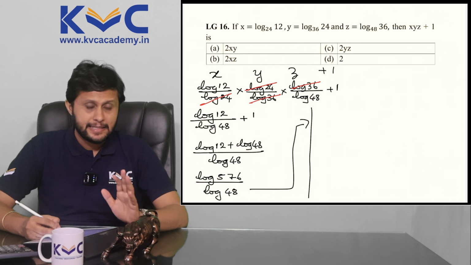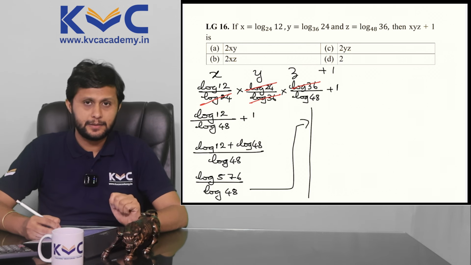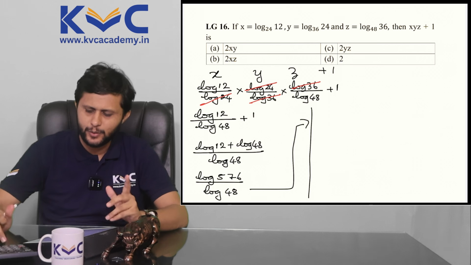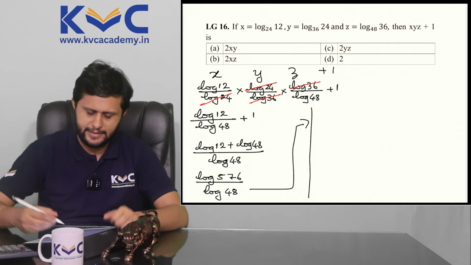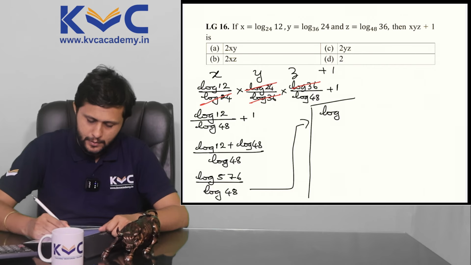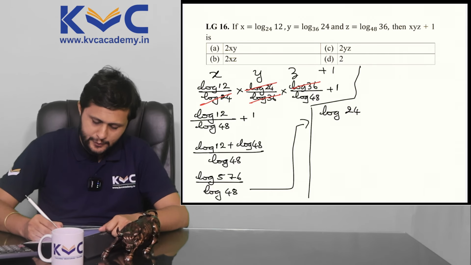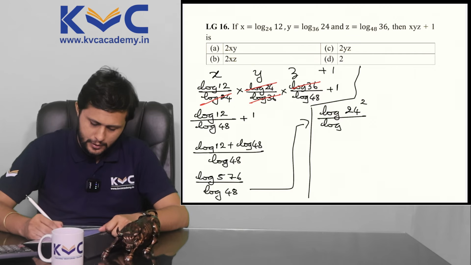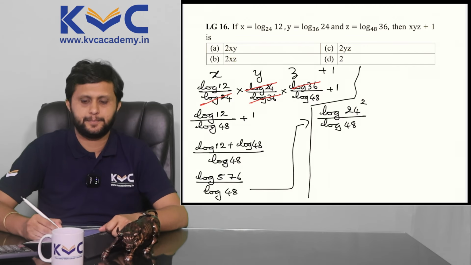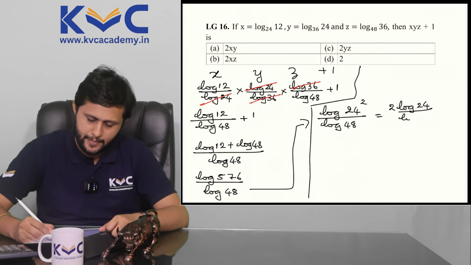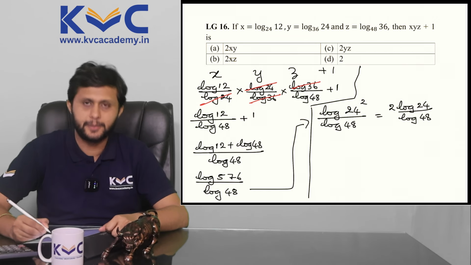576. 576 is a perfect square, correct? We know that 625 is 25 square. So we'll just check 24 square. Yes, 576. So we have log 24 square divided by log 48. Equal to 2 comes outside, log 24 divided by log 48.